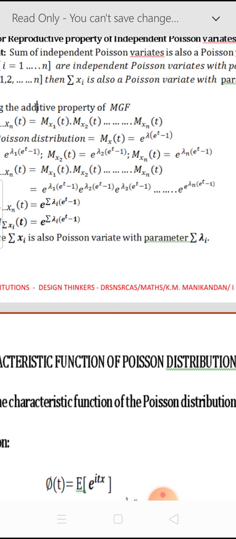In all the terms e power t minus 1 is common. Taking e power t minus 1 as common in the power of e, you get lambda 1 plus lambda 2 plus etc. lambda n.